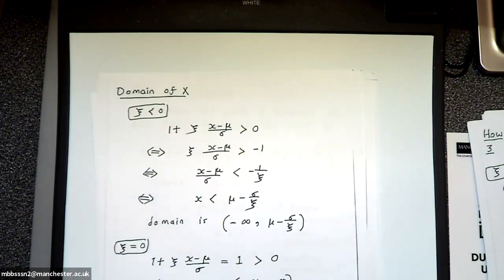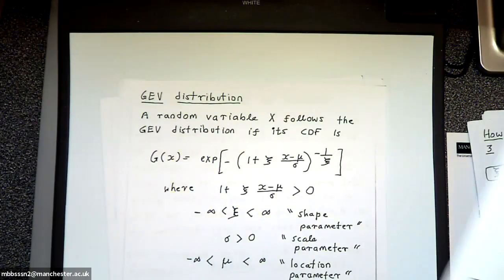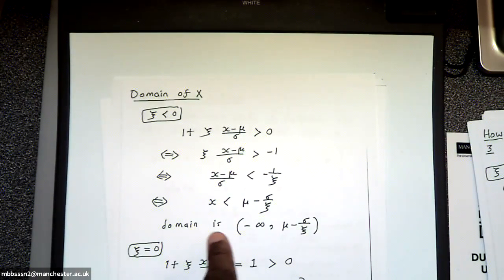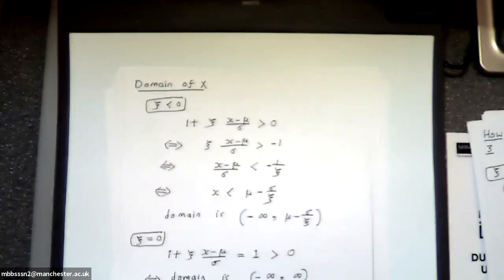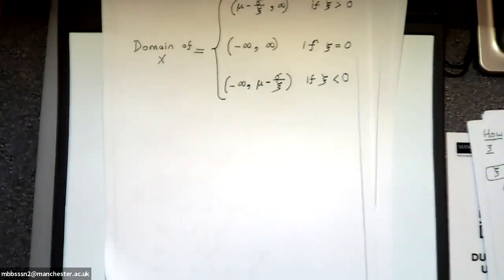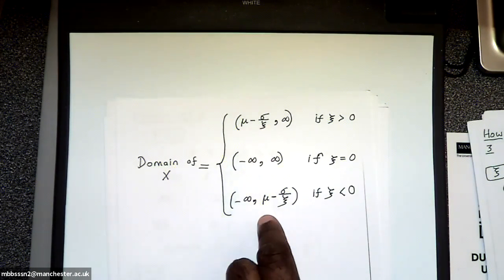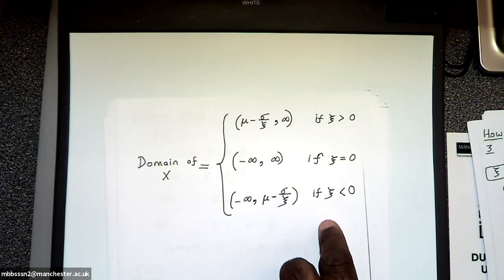The shape parameter psi can take any real number, minus to plus infinity. So if psi is positive, then the domain for X must be this. If psi is 0, the domain must be this. And if psi is negative, the domain of X must be this. I hope you followed this. If you did not follow anything in the video, please let me know. I will go through it over again, okay? And so therefore, the domain of X, being the GEV random variable, is one of these depending on the sign of the shape parameter.